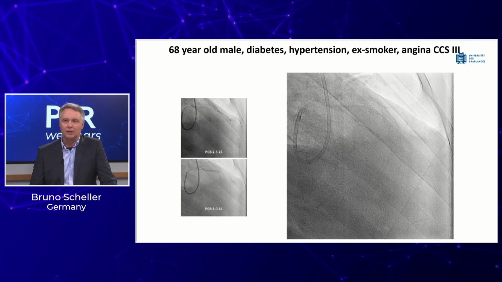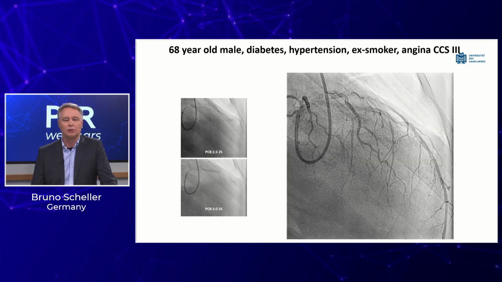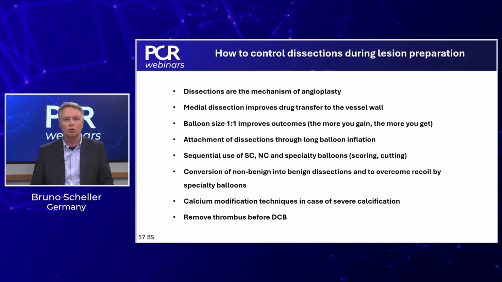And if you compare this with the initial result, then you can see that we really can improve the results of our lesion preparation. And that's my conclusion. We have to accept that dissections are the mechanism of angioplasty. They are not the enemy of angioplasty. Medial dissections improve the drug transfer to the vessel wall. Our goal should be a one-to-one sizing, not more, but one-to-one sizing. We can attach dissections through long balloon inflations, and we need additional tools for lesion preparation, including specialty balloons.